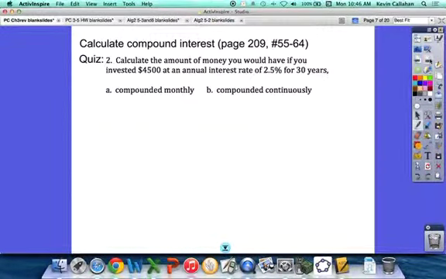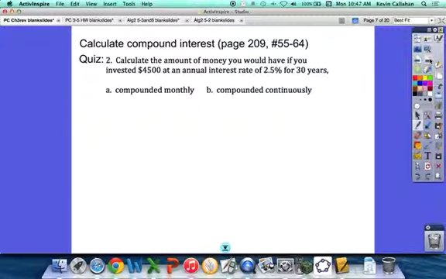Right. The next on the quiz was calculate the amount of money you would have invested at an annual interest rate of 2.5%. Invested $4,500 at annual interest rate of 2.5% for 30 years, compounded monthly, compounded continuously. On the test, you will be given the compound interest formulas. Now, I think a lot of people had them. Some couldn't remember them. I never said I was going to give them to you. You should have tried to memorize them.